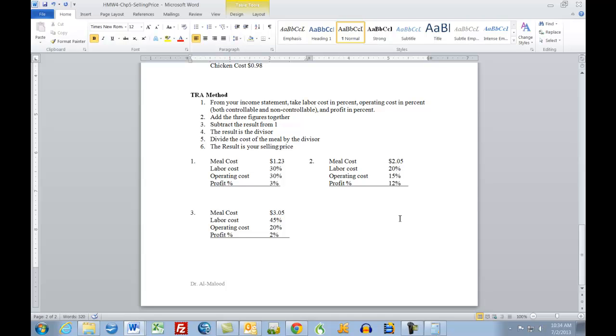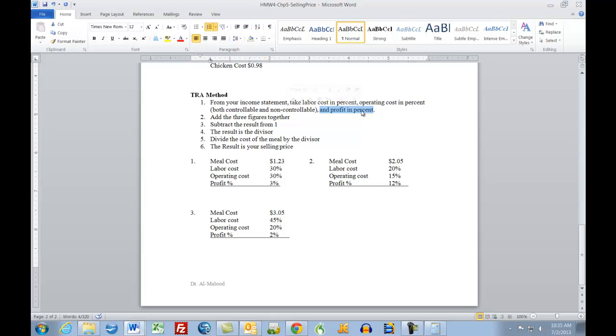Now, for the Texas Restaurant Association method, the method is actually very simple. The first thing that you would need to do is read the instructions. From your income statement, take your labor cost in percent, operating cost in percent, both controllable and non-controllable. Controllable is really another word for fixed and non-fixed or variable costs. So you want to take all of your expenses, and also you need to dictate what you want your profit to be in percent. Now, the thing about the TRA method is that you can only use it for, once again, a restaurant that has been in operation for a while, because you need to have an income statement with data.